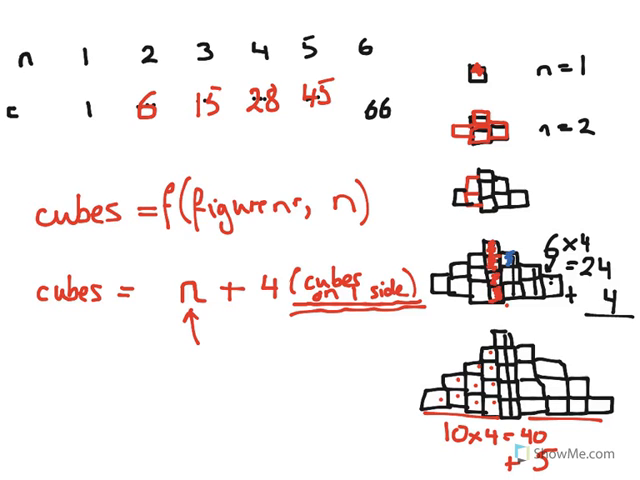We have 1, 2, 3, 4, 5. We can see that these cubes actually build up a triangle. And there's a very special formula for triangular figures, and that is n multiplied by, not plus, n multiplied by n plus 1 divided by 2.